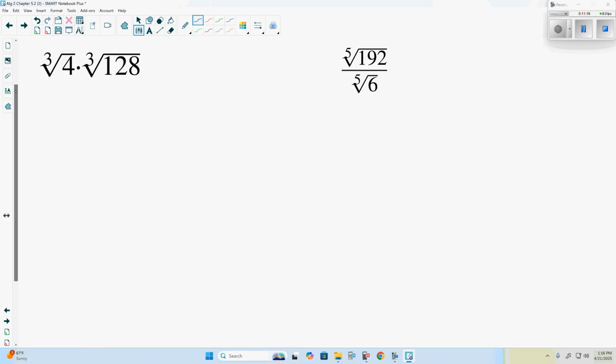Actually, we have the cubed root of 4 times the cubed root of 128. Cubed root of 4, we can't take the cubed root of it directly, because 4, as we know, is the same as 2 squared. So we don't have enough 2's to take the cubed root of it. Now the other one we're going to look at is 128.